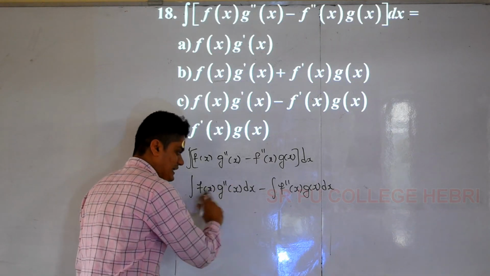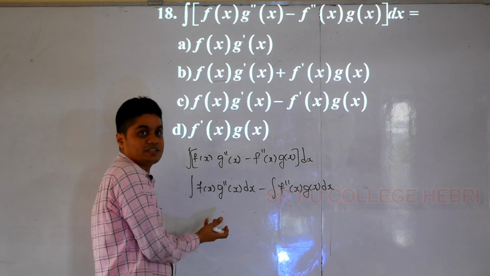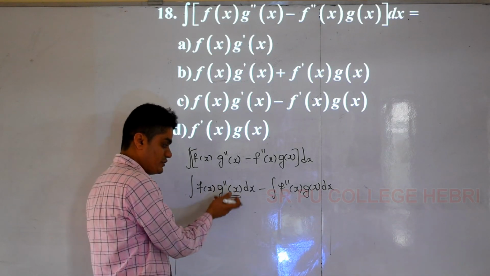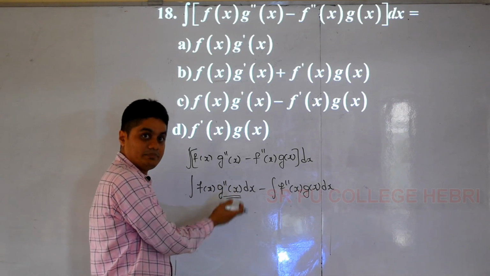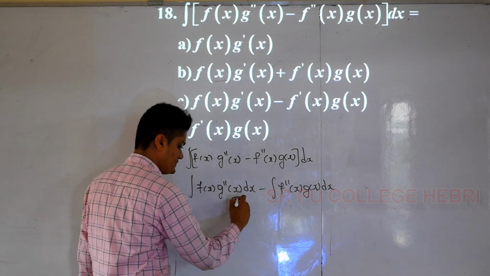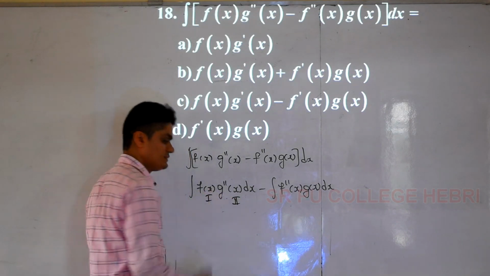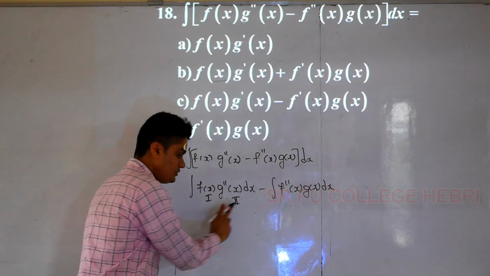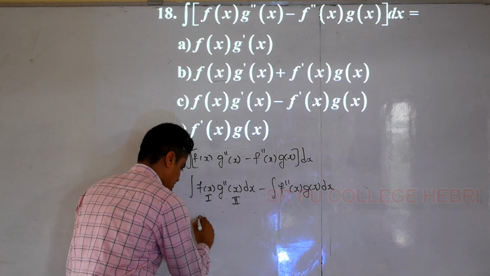Which of these can be integrated easily? Since you don't know what f of x and g of x are, this one is easy to integrate, because when you integrate g double dash of x, it will be g dash of x. So you can write the integration. This is the first function. This is the second function. Got it? Very good. Now g double dash of x is the second function.